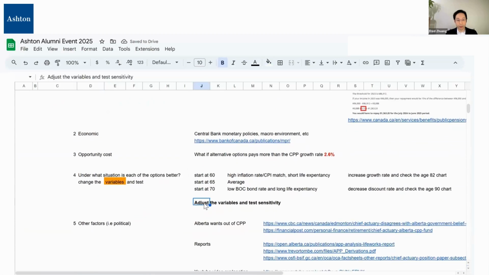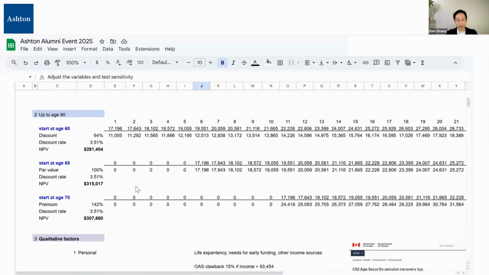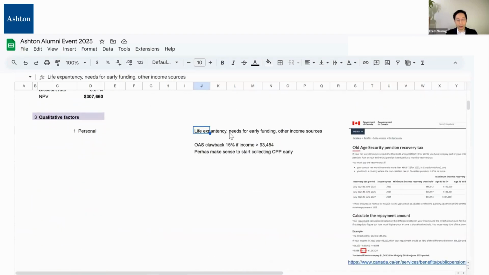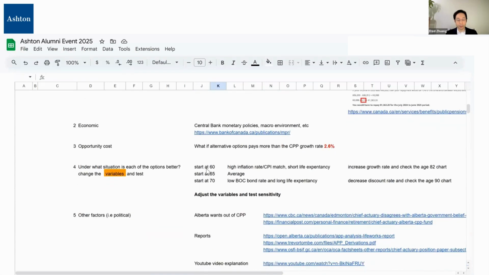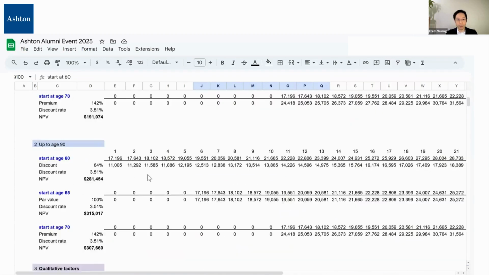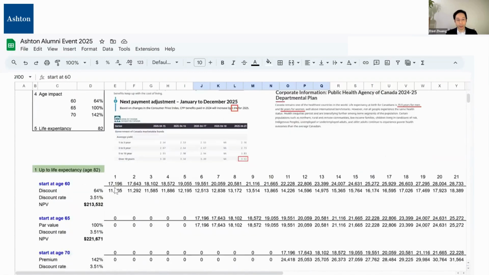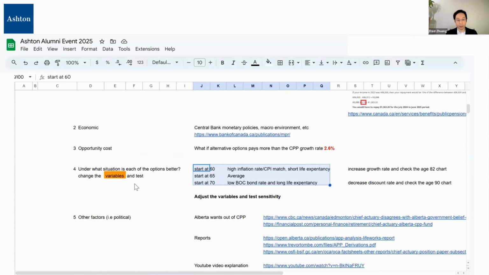So what is the conclusion on this? We need to consider our personal needs. What is our life expectancy? What do we need money for early funding? Are we gonna take advantage of the tax benefits, and then make our own judgment? There's no right answer on this one. It depends on our situation. We can easily make one option better than the other one by changing the variables, and do our own test for assumptions.